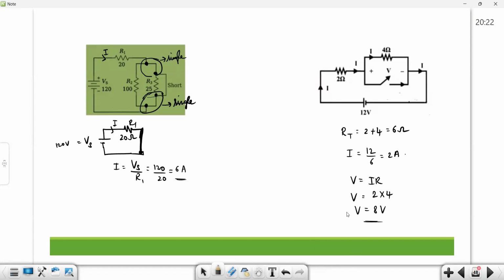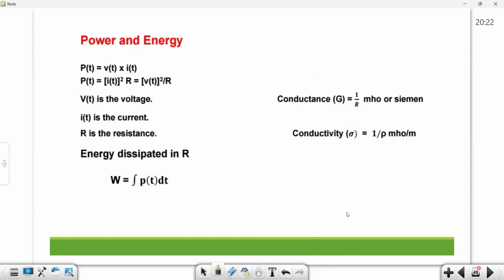Okay, done. Now, what is power and energy? We have already seen P is equal to V into I. Integral P into dt is equal to energy. So, same things. Yesterday, what we have seen. Today, the same formulas. But here, I have written energy dissipated in R. W is equal to integral P of t into dt. Conductance G is equal to 1 by R, unit mho or Siemens.